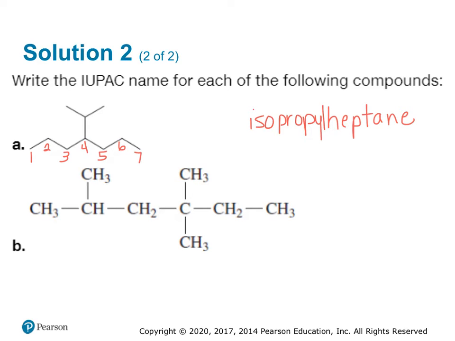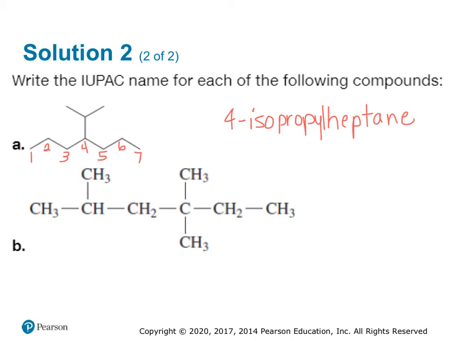Heptane, and we have to say the number of the carbon where it's attached, and so we put a 4. So the name of this compound is 4-isopropylheptane. And that's a mouthful, I know.